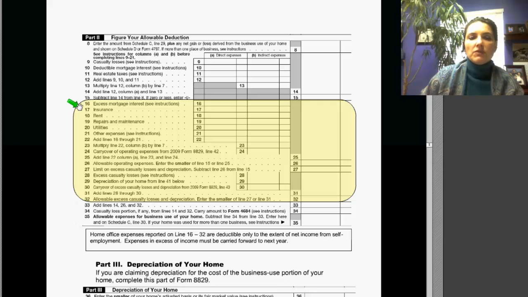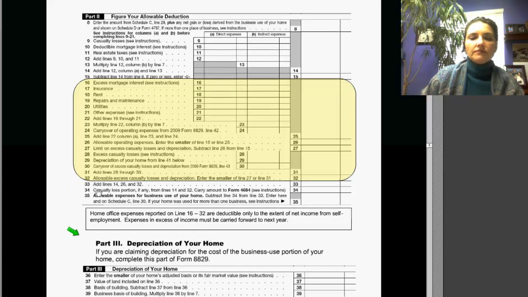So the reason that IRS breaks these amounts out and separates them from the amounts shown up here is that if you have a loss that's triggered on Schedule C as a result of expenses that appear on line 16 through 32, then you will have a carry forward.